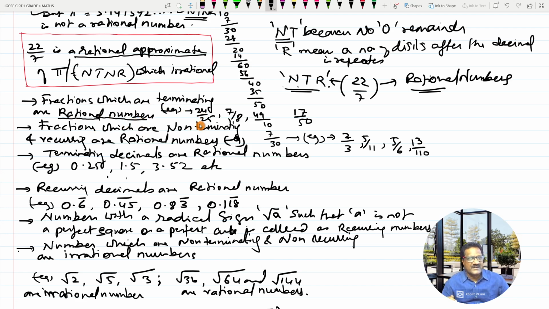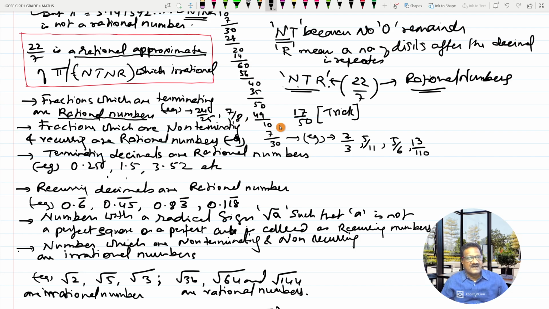For example, 24 upon 25. Now this is a fraction. And this fraction 24 upon 25, if you try to work out, you will get a remainder as 0. Always you will get a remainder as 0. Now here there is a trick which I will discuss in some other video, that why confidently I am saying that 24 upon 25 is a terminating fraction. Even this 7 upon 8 is a terminating fraction. 49 upon 10 is also a terminating fraction.